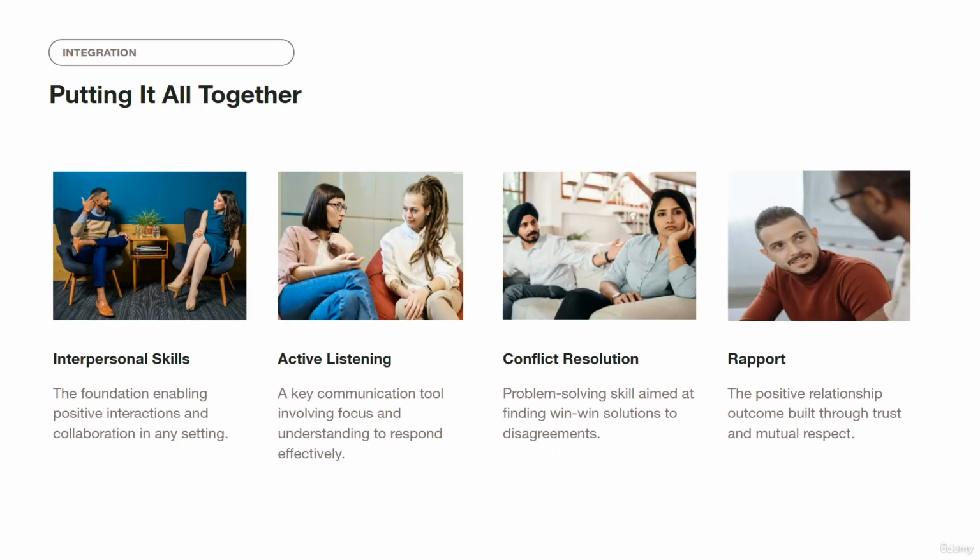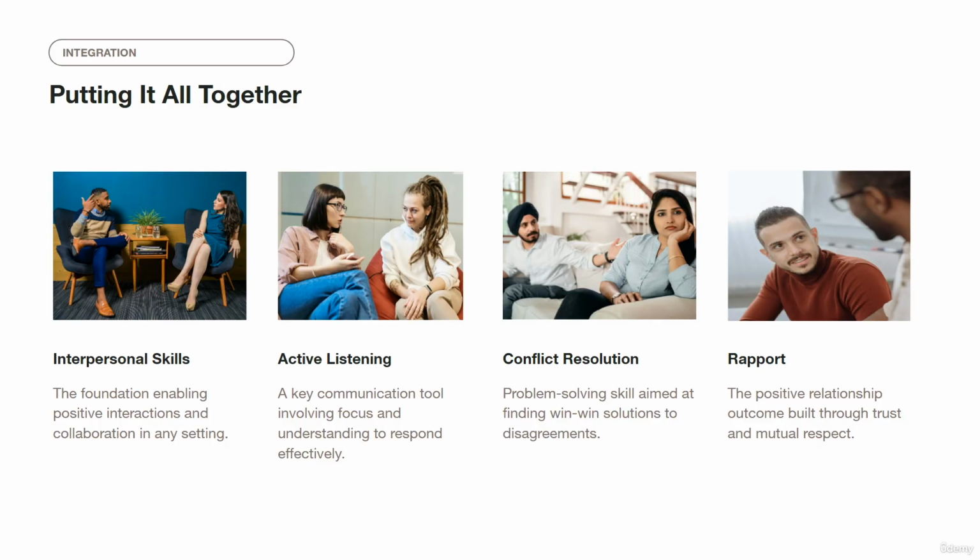So you put it all together. Interpersonal skills are your foundation for enabling positive interactions. Basically knowing how to talk to people, how to interact with people. Active listening: paying real attention to what the other person is saying and responding to it, not just waiting for them to stop talking so you can say what you've been waiting to say.